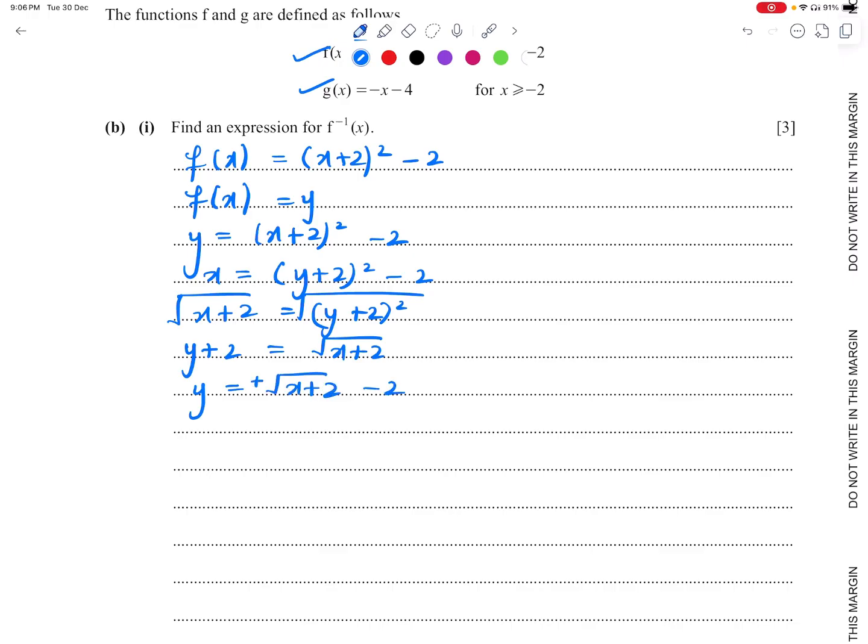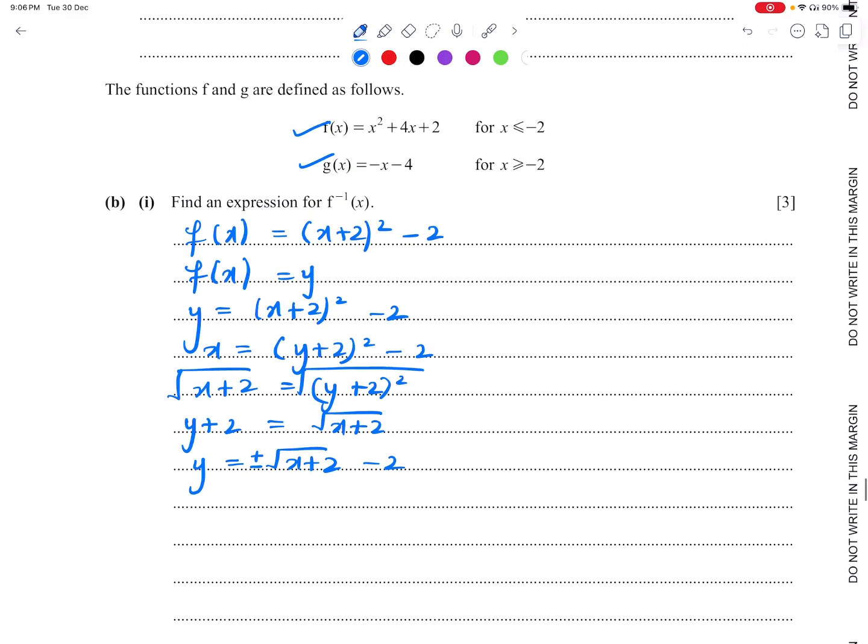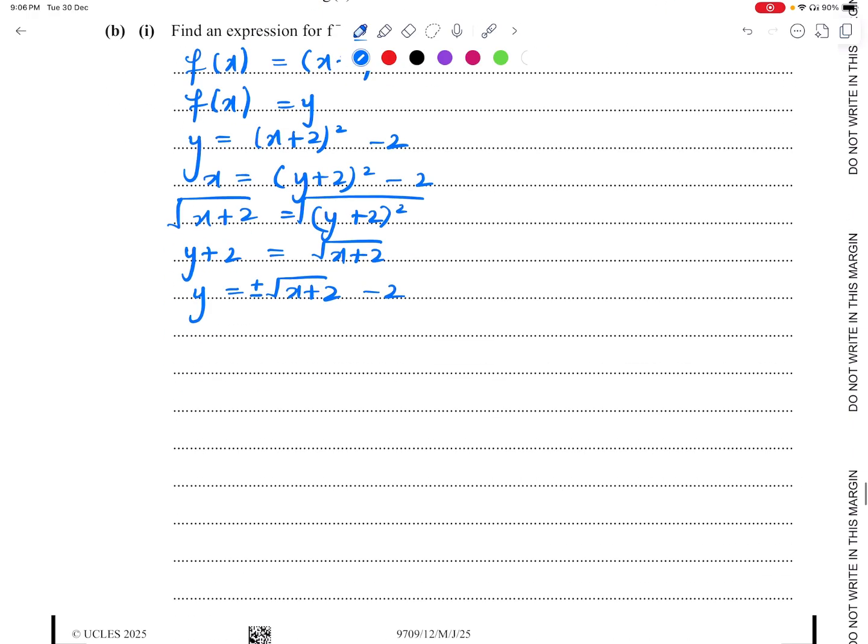Now, you do realize that there is a plus and a minus sign. Whenever your domain has a less than sign, it is going to be a negative in your inverse. And whenever it's a greater than sign, it's going to be a positive. This is a rule that you need to know. So therefore, you're going to put a negative sign with this: negative under root x plus 2, minus 2. And then you can replace your y with f inverse of x. There you have it.